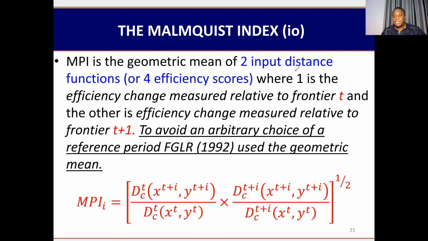All right. Now, the question is, if you are able to get these different individual distance functions, and again, note that they were all estimated relative to your constant returns to scale technology. That is why you see the subscript C, which means that these distance functions have been measured in relation to a CRS technology.